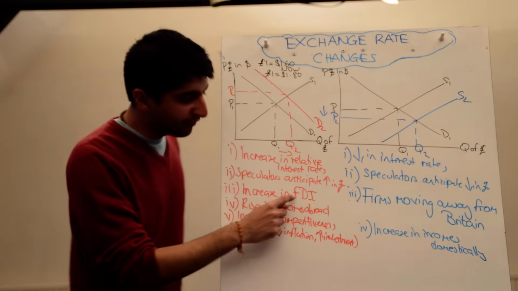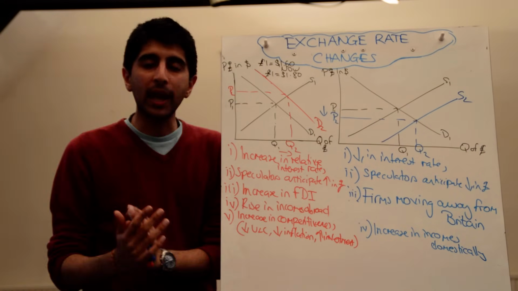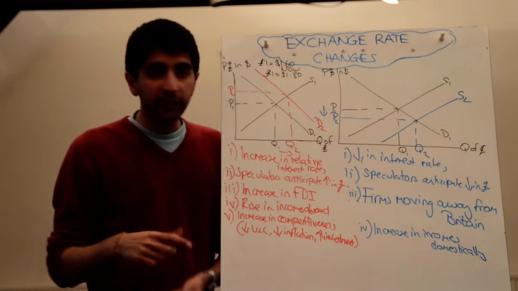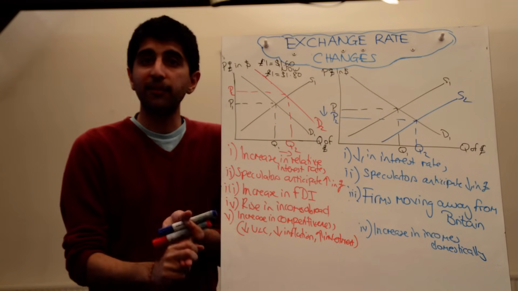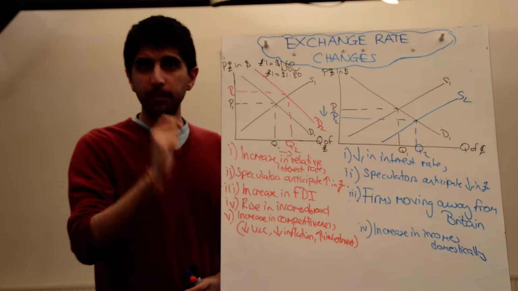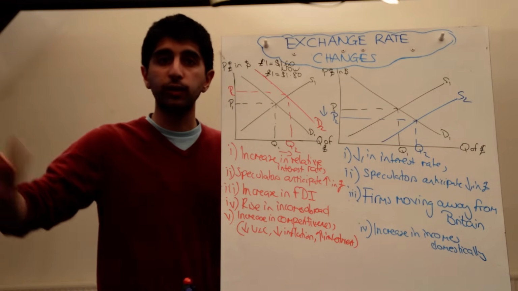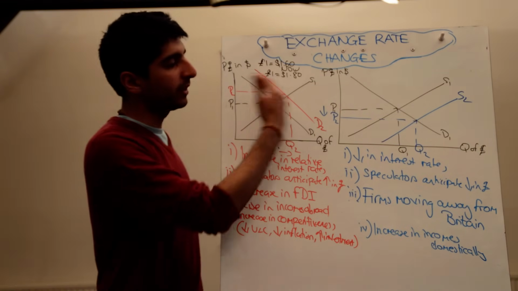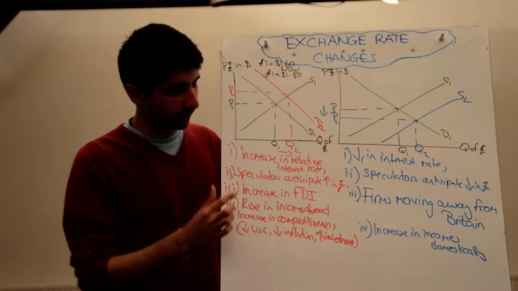If there is an increase in foreign direct investment, basically foreign firms enter the UK and set up in the UK, they have to pay for factories in pounds, they have to pay their workers in pounds, they have to pay for machinery in pounds. Everything needs to be done in pounds. So that involves exchanging the currency that they hold for pounds, which increases the demand for the pound, causing it to increase in price, appreciate.